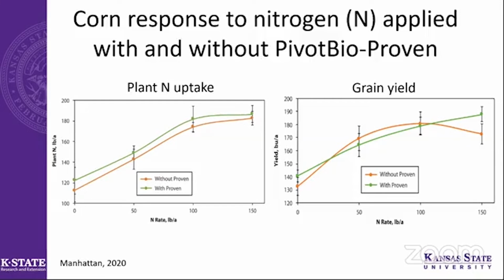So that's the theory. And we started to work on this, and this is one location that we have in Manhattan. So again, it's not really a lot of data, but I think it gives us some idea. What we have here is nitrogen rates, and the 2 lines are with and without Pivot Bio. And what we have here is nitrogen uptake in the plant at black layer, and this is grain yield.